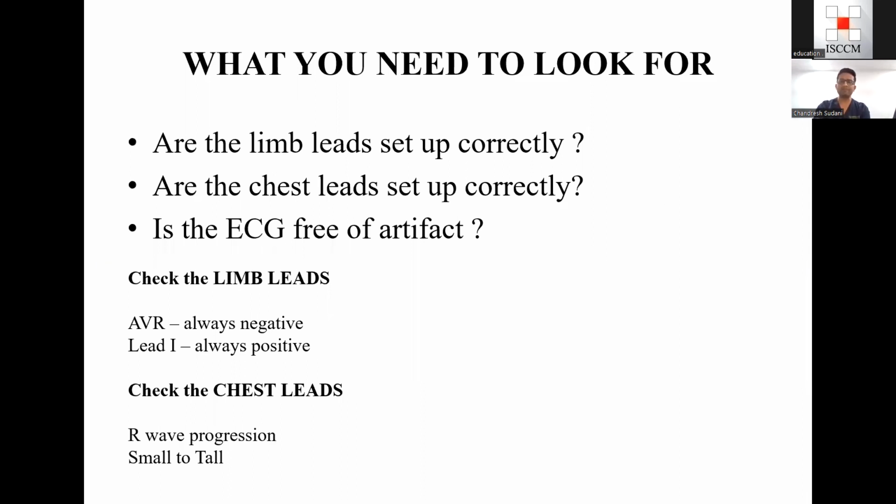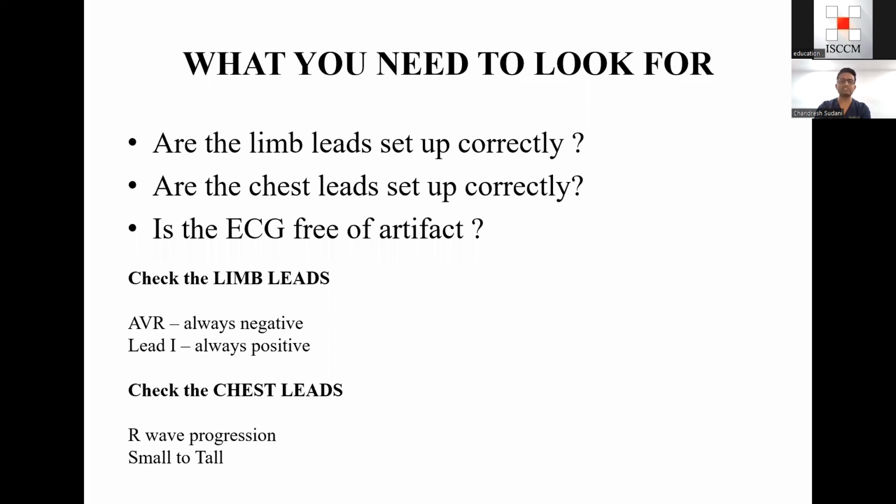Now, after checking the calibration, what do you need to look for? First of all, check whether the limb leads are set up correctly or not, and whether the chest leads are set up correctly or not. Is there any presence of artifact on the ECG paper? If you want to check the limb leads, always remember one thing. This is the golden rule. Look at the QRS complex: aVR will always have a negative deflection, while in lead 1 it will always be positive.